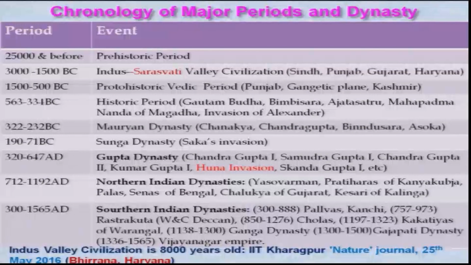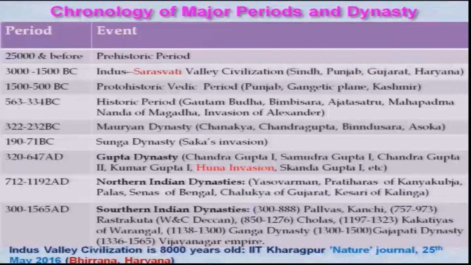And then 1500 to 500 BC is the proto-historic Vedic period, what people are saying. I have taken the data which is being accepted worldwide, and the region is Punjab, the Gangetic Plain and Kashmir where the Vedic period was. However, our scripture says that the Veda is around 5000 years old minimum. That is quite old. So therefore, more research is required to find out the exact date of the Vedic period.